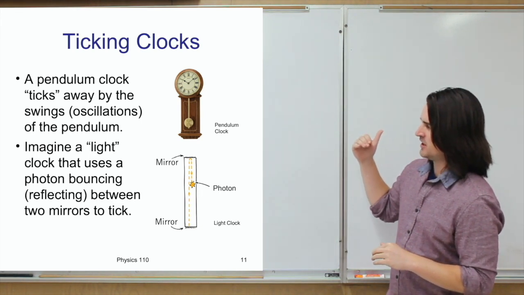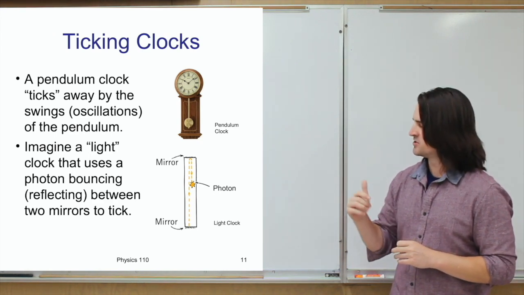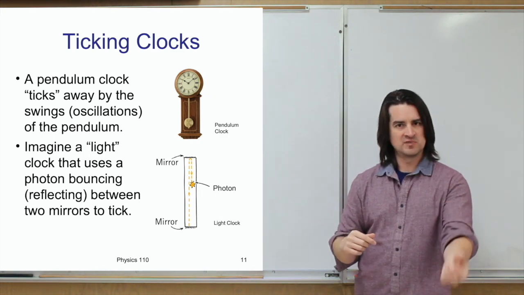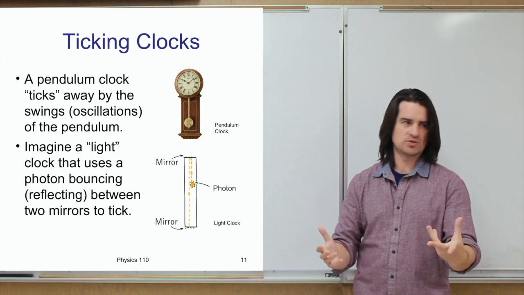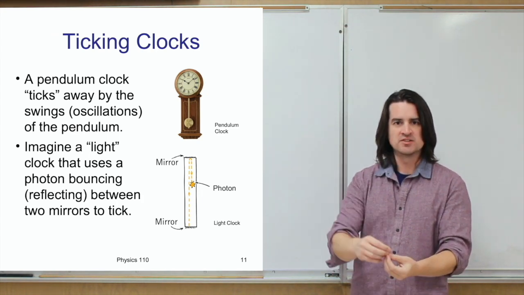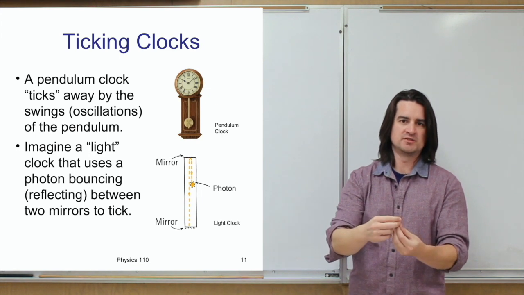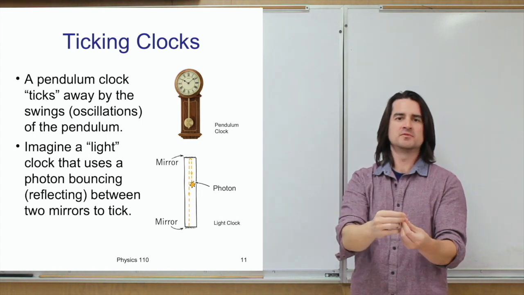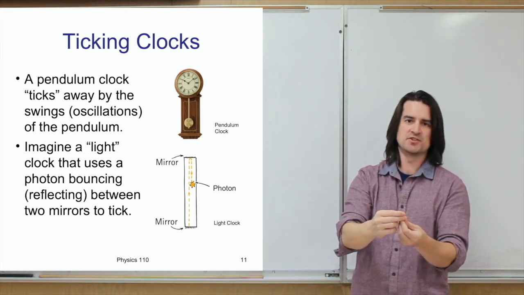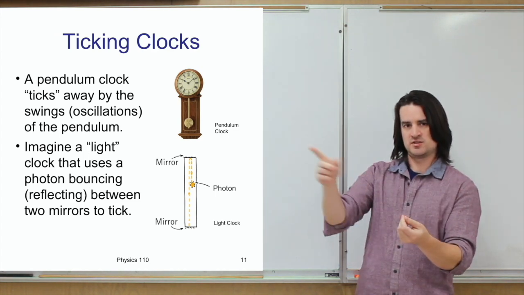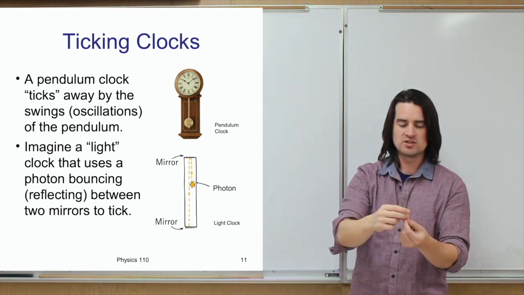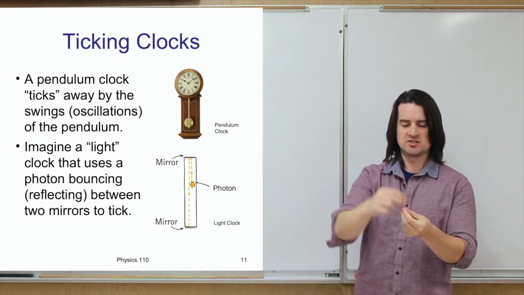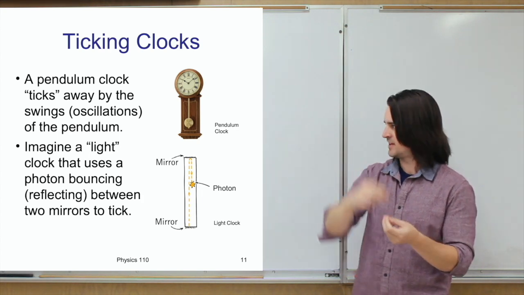Now I want you to imagine a light clock that, instead of using an oscillating pendulum, uses light. Imagine any source of light you want, but essentially a photon that's going to bounce back and forth between two mirrors. The photon goes away from this mirror, hits the top, comes back, tick. That's one tick. Goes up, goes back, tick. That's another tick. So instead of a pendulum going back and forth, we're using this photon going back and forth to measure the ticks of the clock. It's this up and down motion that's ticking time along.